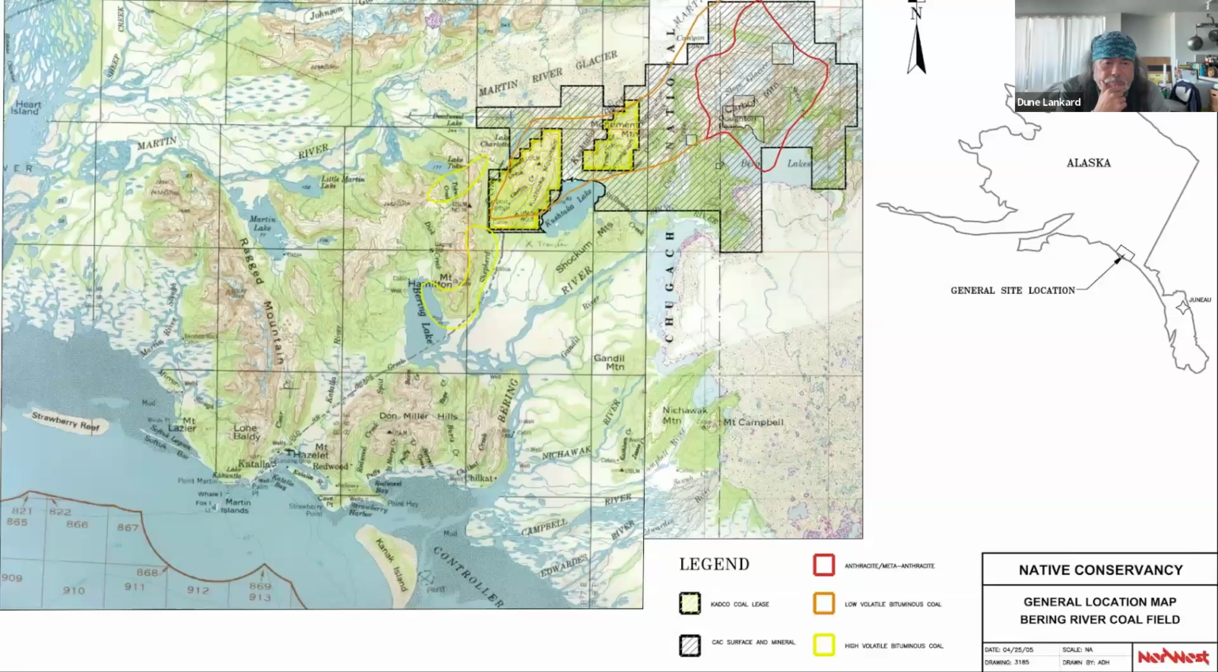Next slide. So this right here shows we've saved, in the cross-hatching, we've saved 62,000 acres of the Bering River coal field in 2017. In the smaller left-hand side, there's two smaller boxes inside of that cross-hatching. That is the Korean Alaska Development Corporation's in-holdings that we're working on preserving right now, which is an additional 11,920 acres. Next slide.